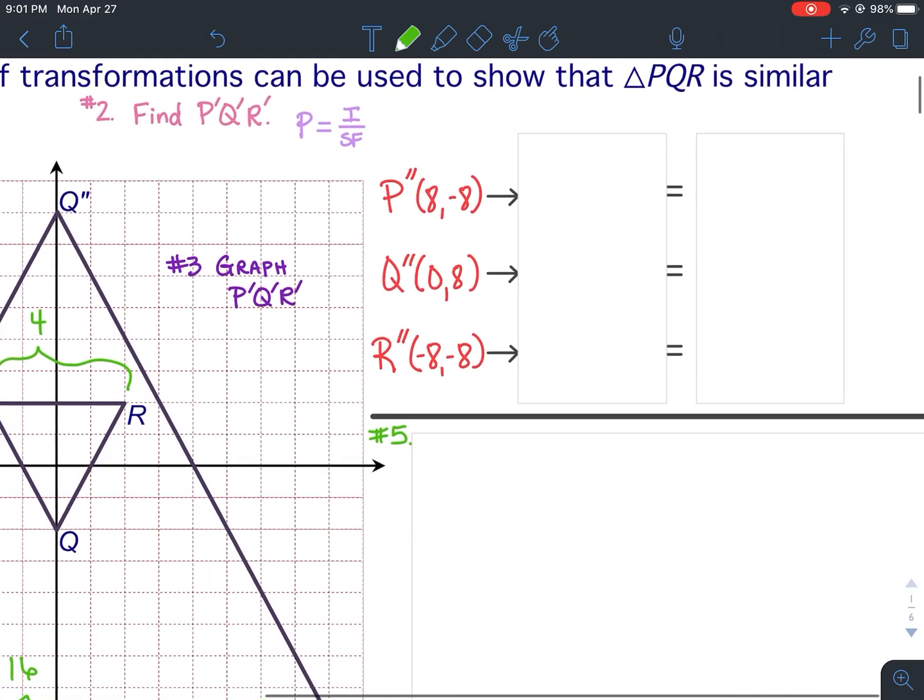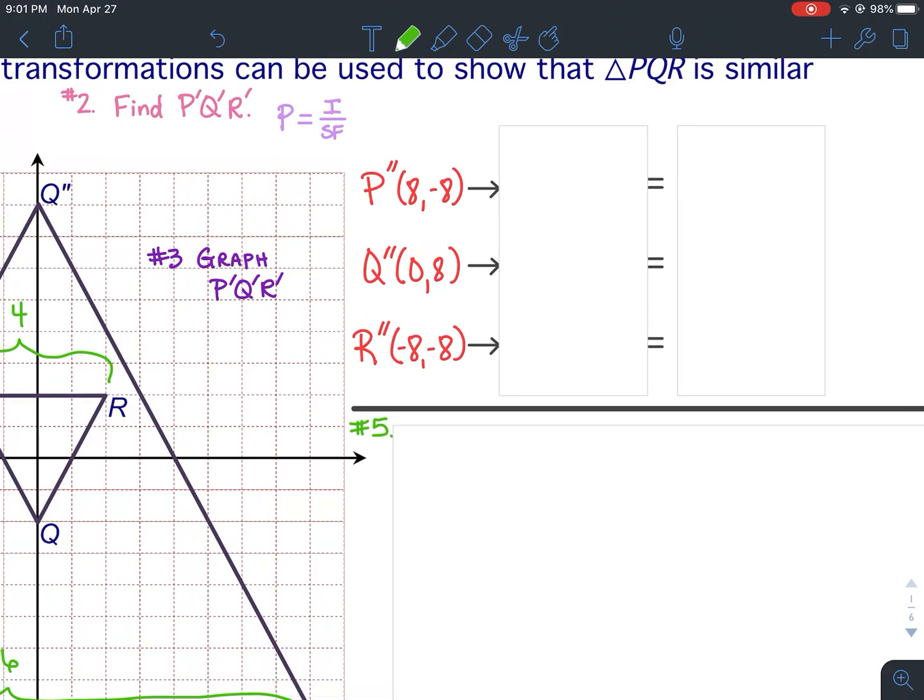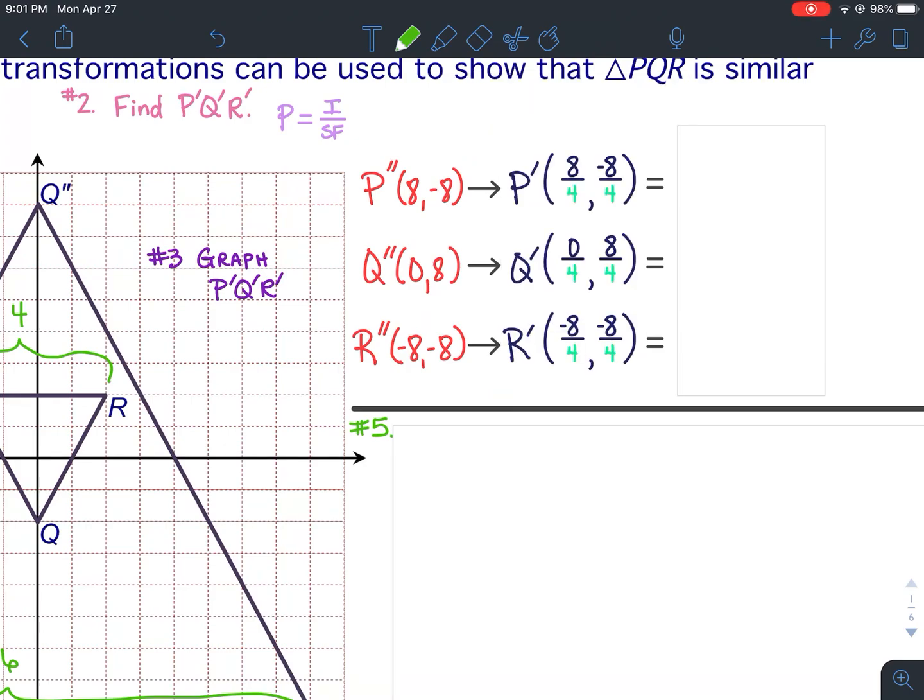Okay, step 2 is to find triangle P prime, Q prime, R prime. And again, we are working backwards. Normally, you're given the pre-image and the scale factor, and we took pre-image times scale factor to find the image. But because we're working backwards, we want to find the pre-image by taking image divided by scale factor. So my image is P double prime, Q double prime, R double prime. I'm going to take each one of those coordinates, and I'm going to divide by 4, my scale factor. So that would look like 8 divided by 4, negative 8 divided by 4 for P prime. Q prime would be 0 divided by 4, 8 divided by 4. R prime would be negative 8 divided by 4, negative 8 divided by 4.